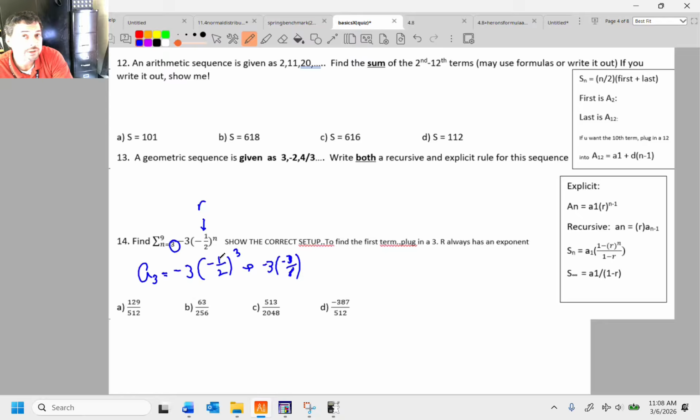Because 1 times 1 times 1 is 1. 2 times 2 times 2 is 8. And a negative times negative times negative is still negative. And I end up getting 3/8 to be the first term.